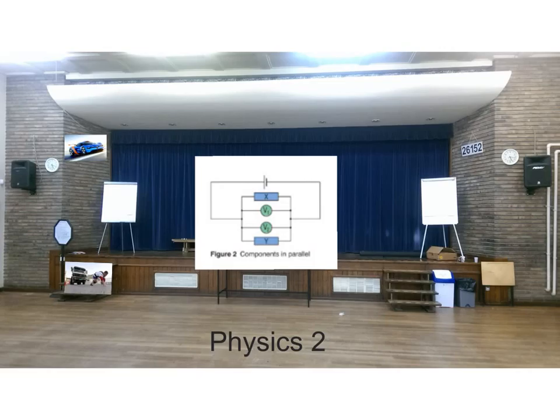For components in parallel, the total current is the sum of the currents through the separate components. The bigger the resistance of a component, the smaller its current is. In a parallel circuit, the potential difference is the same across each component. To calculate the current through a resistor in a parallel circuit, use this equation. Current in amps is equal to the potential difference in volts divided by the resistance in ohms.